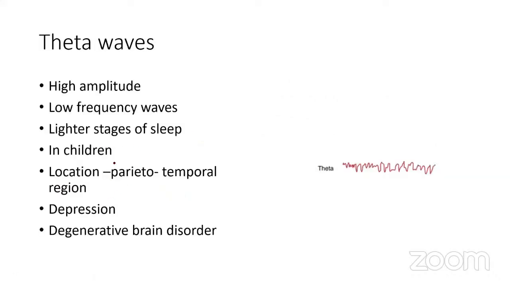Next is theta waves. Theta waves and delta waves both are high amplitude, low frequency waves. Important features of theta waves: theta is mainly seen in children. It is normal in children.